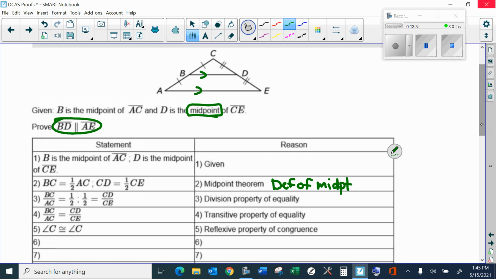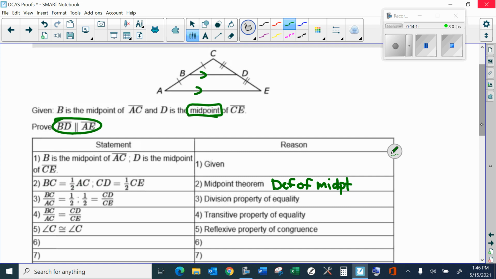BC over AC equals a half, and so does CD over CE is 1/2. Division property of equality. So what they did was they divided both sides here by AC. Whatever you do to one side, you do the other side, so that cancels out, and that's why you have the 1/2. They did the same thing over here. They divided both sides by CE. That's division property of equality.